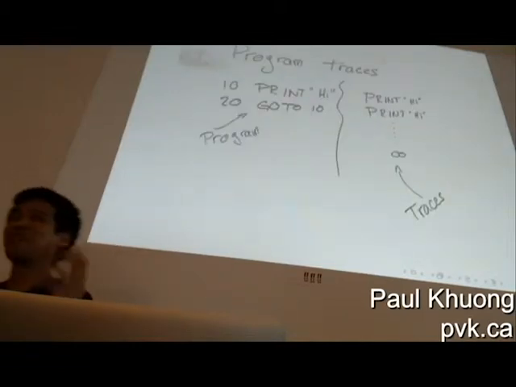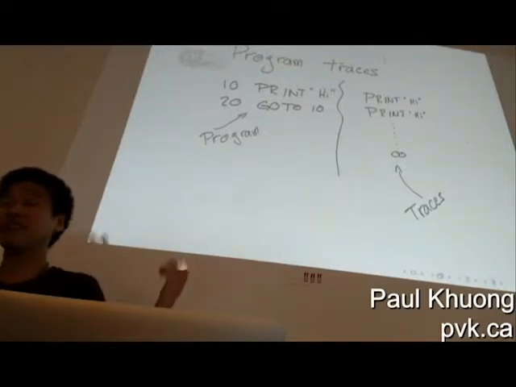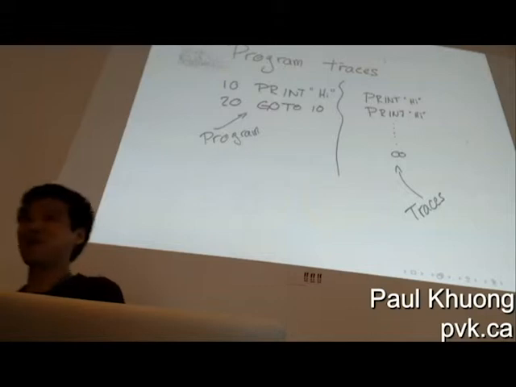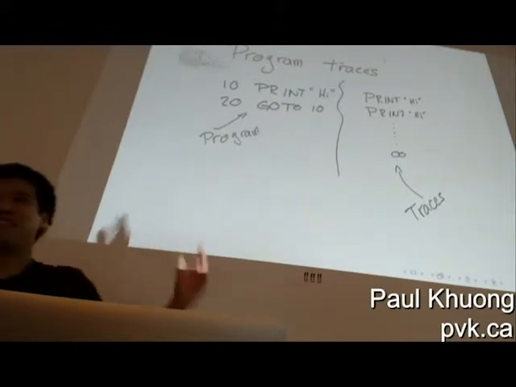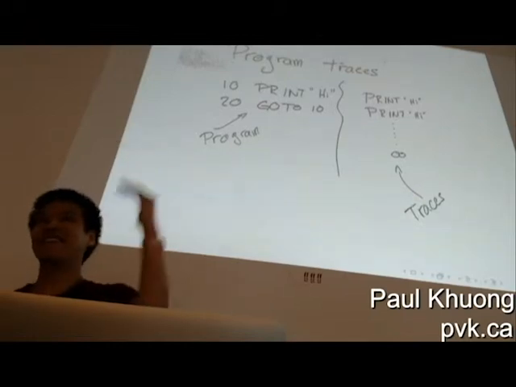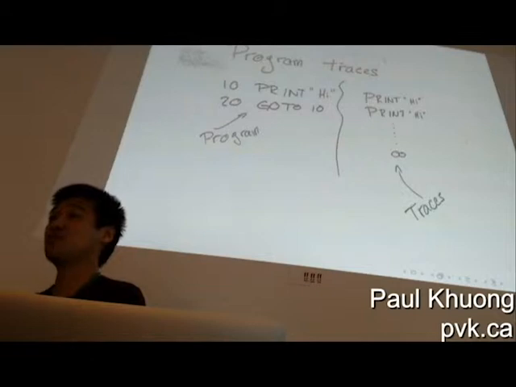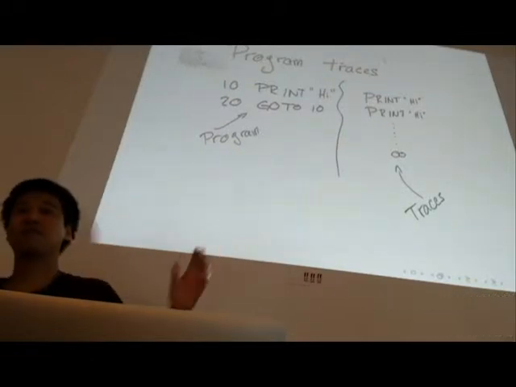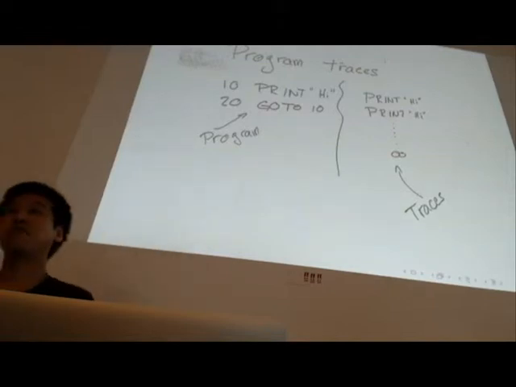So first, I think the first thing to do is: what are traces? So here's a program with a loop on your left. This is your typical basic program. You see print hi, then the next statement goes back to the previous statement. The corresponding trace would be just the history of what the program did. So for instance, here would be an endless sequence of print hi.